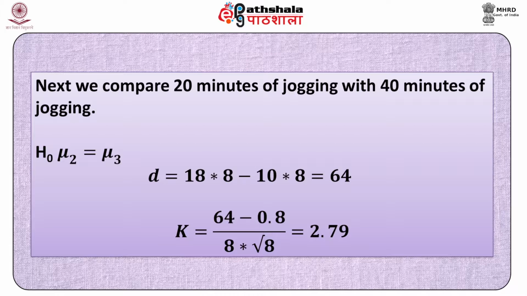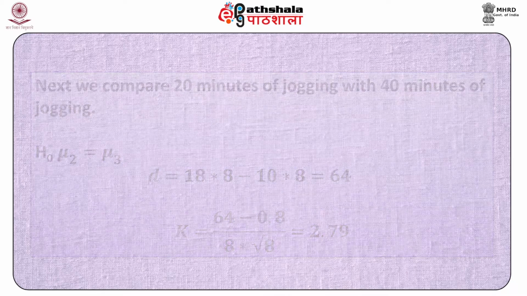D is 18 into 8 minus 10 into 8, which is 64. And K is 64 minus 0.8 divided by 8 into root 8, which is 2.79. Since the calculated value is less than the critical value of 2.89 for 3 groups, we couldn't reject the null.